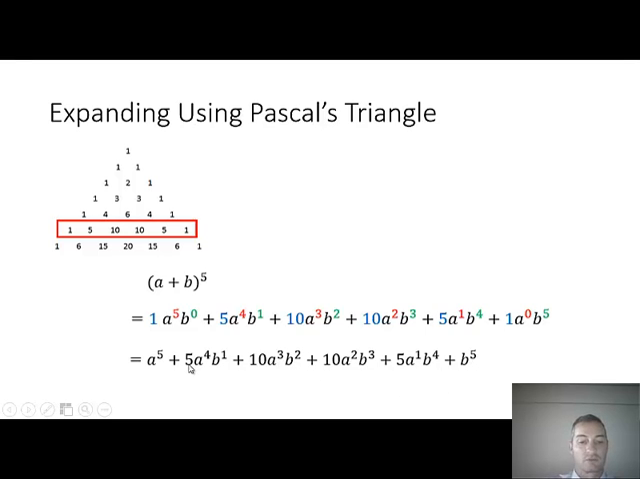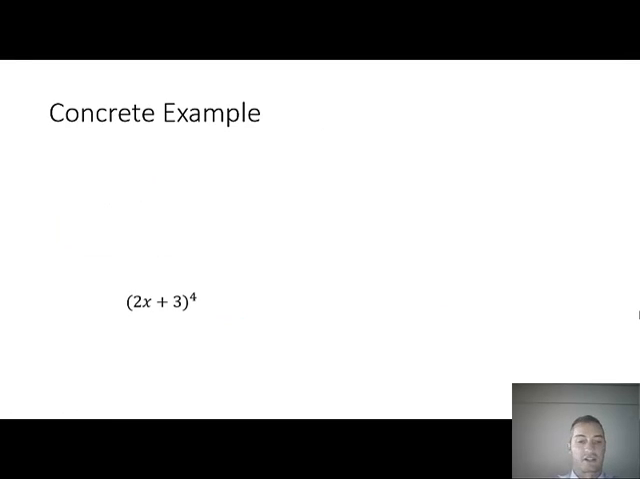And in the middle, we have a to the power of 4, b to the power of 1, etc. Now please note that the powers of a and b always add up to 5. So 5 plus 0, 4 plus 1, 3 plus 2, etc. So let's now look at a concrete example for an expansion.